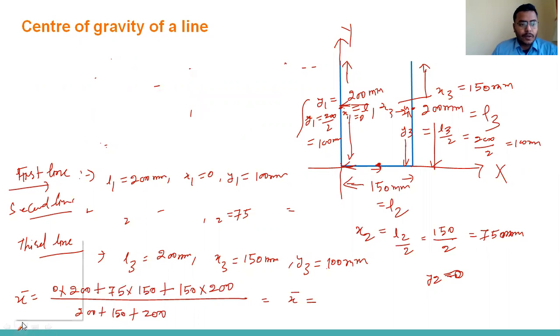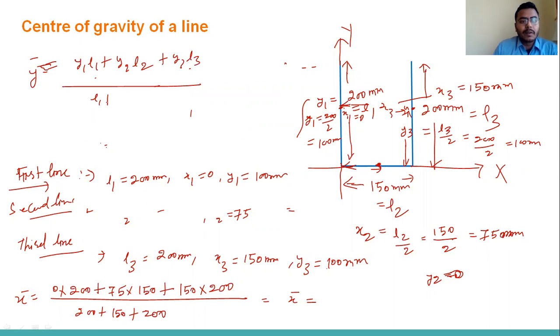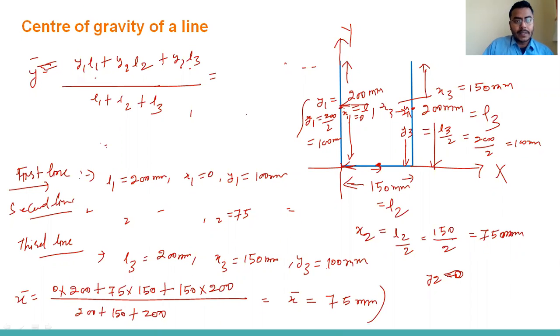Similarly, we can calculate y bar. I'm writing the formula directly: y1 L1 plus y2 L2 plus y3 L3, divided by L1 plus L2 plus L3. Putting in the values, we are getting x bar as 75 mm. You can calculate, and y bar we are getting 72.72 mm.